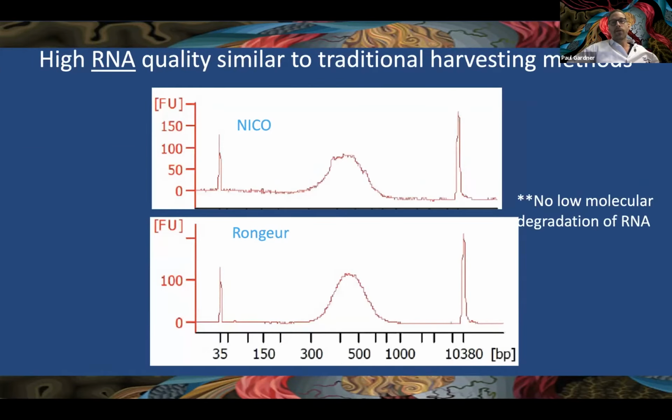The same thing goes true for RNA. Oftentimes RNA sequencing and other multi-omic techniques are far more useful than trying to do a whole genome sequencing. So the same thing holds true for RNA. You can see these nice robust peaks from the NICO, as well as when we carefully peel it out with a rongeur.